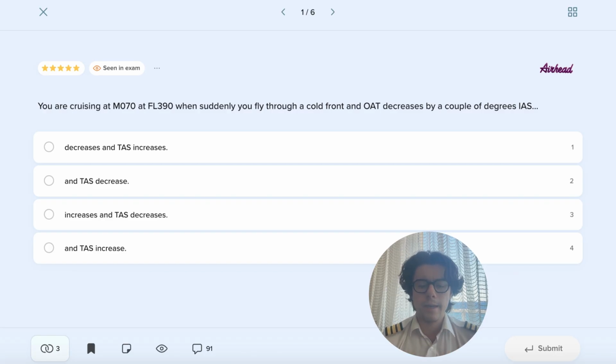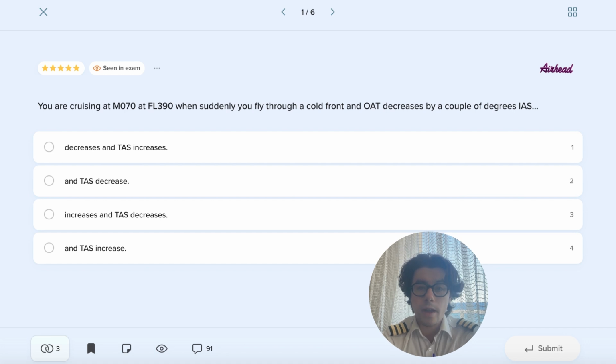Don't forget that Mach number is actually a ratio between the local speed of sound, so the speed of sound at the particular level, and the true airspeed. The local speed of sound can be calculated roughly with this simplified equation, which is 39 times the square root of temperature. So if the temperature is dropping slightly because we're flying through a cold front, the local speed of sound will decrease. In order to keep the Mach number, which is the ratio, constant, the true airspeed will also need to decrease slightly.